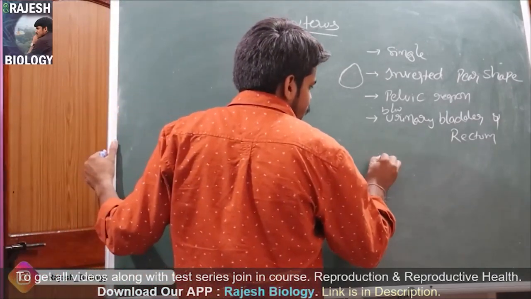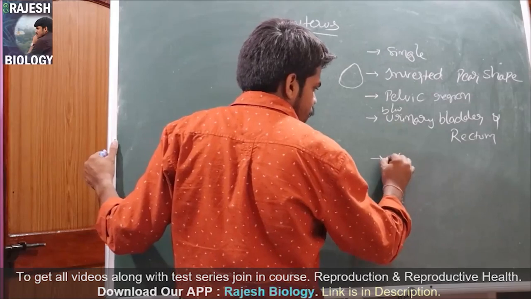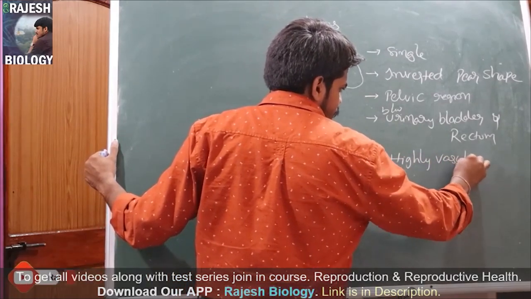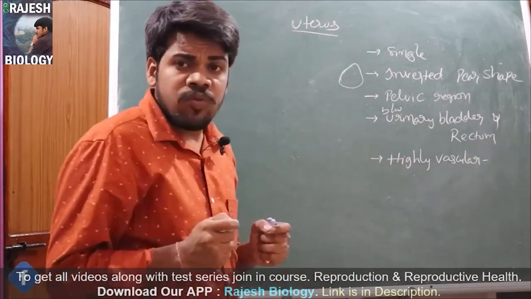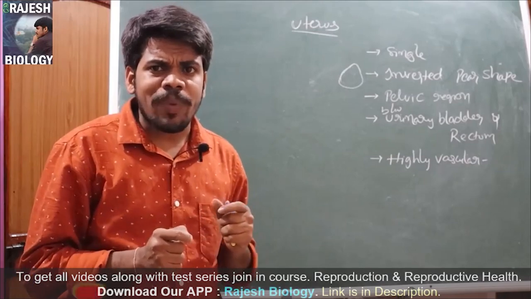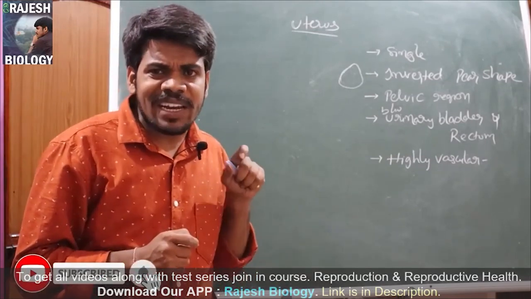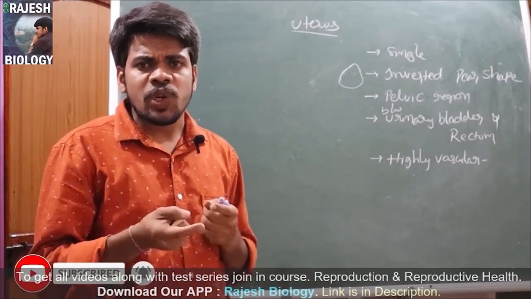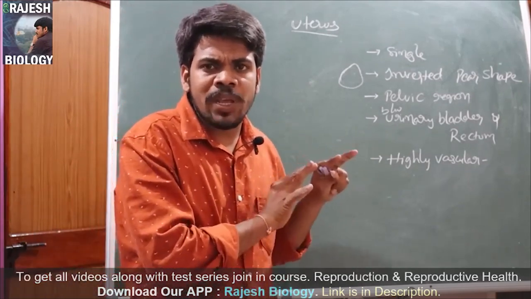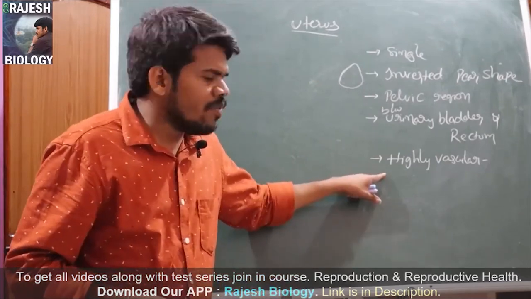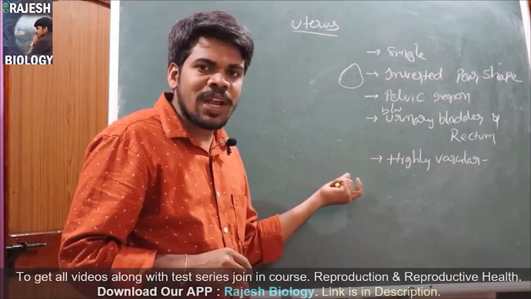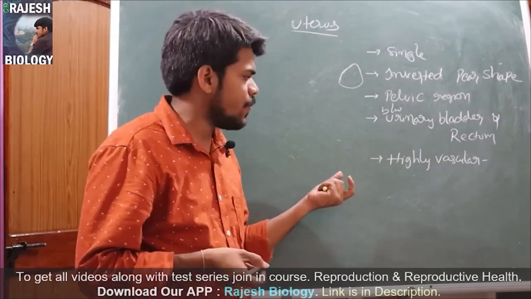And this is highly vascular. Why is it highly vascular? If the ovum gets fertilized, it should be implanted in the uterus only. If it gets implanted in the uterus, it should get nourishment from the uterus. So to give nourishment to the baby, to the embryo, it should be vascular. It is the site of implantation and the development of the fetus.